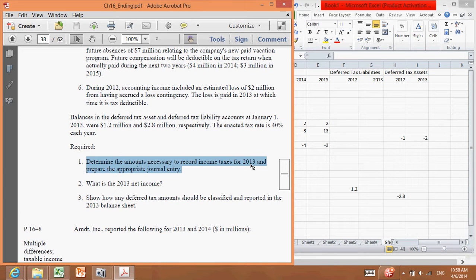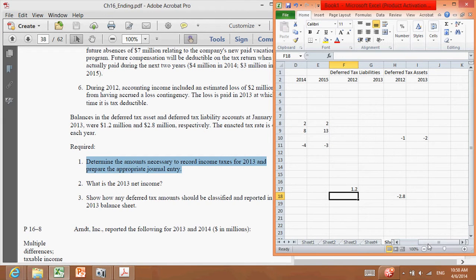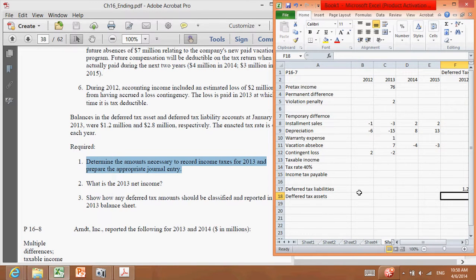To find out my tax payable for 2013, I need to know the taxable income of 2013. So this will be the total of all the transactions above: $66 million of taxable income. Multiply by the 40% tax rate. So income tax payable, which is the current year's tax payment, is $26.4 million.